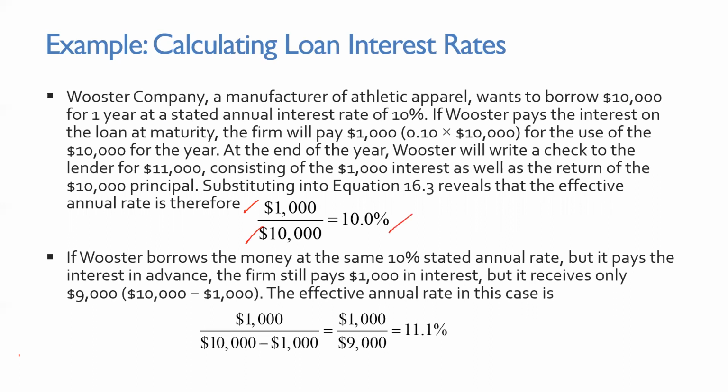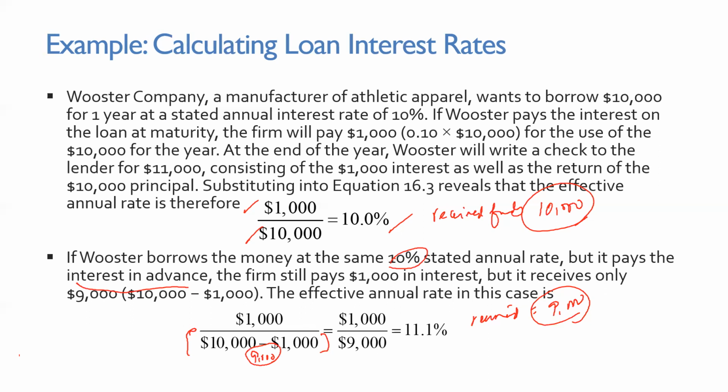It is 10%. Okay. However, if Wooster borrows the money at the same rate of 10%, but it pays the interest in advance, the firm still pays 1,000 interest, but it receives only 9,000. Dito kasi yung received funds mo, sa first one, the received funds is $10,000. Here, what you receive is actually $9,000 only, right? The denominator is the amount that you actually receive. So that's 10,000 minus 1,000, kasi 9,000 lang naman talaga yung na-receive mo. Right? But you ended up paying 1,000 interest anyway.